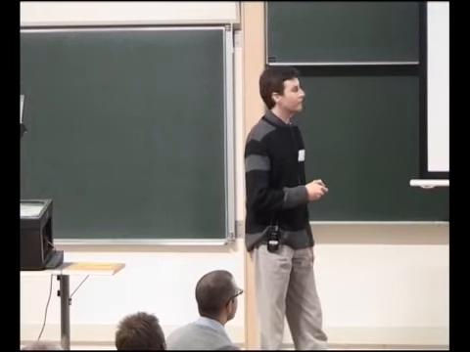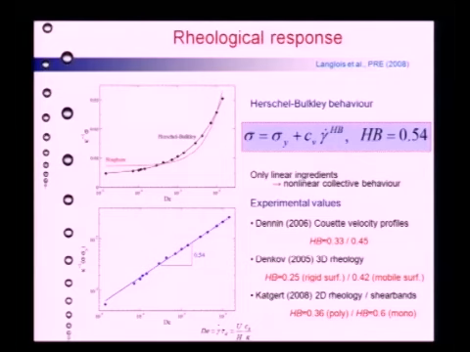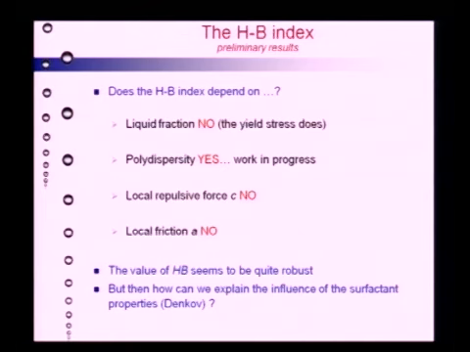Denin found something between 1/3 and 0.45. Denkov showed that it's a different value depending on the nature of the surfactant, between 1/4 and 0.42. And the group of Leiden, of Martin van Hecke, showed that it depends on the polydispersity: polydisperse 0.36, monodisperse 0.6. So we're in the right range. We're maybe a bit too high, but we were hoping that by changing the local properties, it would change the Herschel-Bulkley index. Didn't really work.